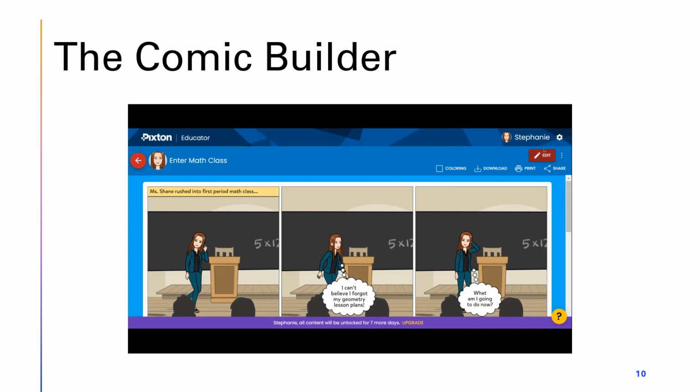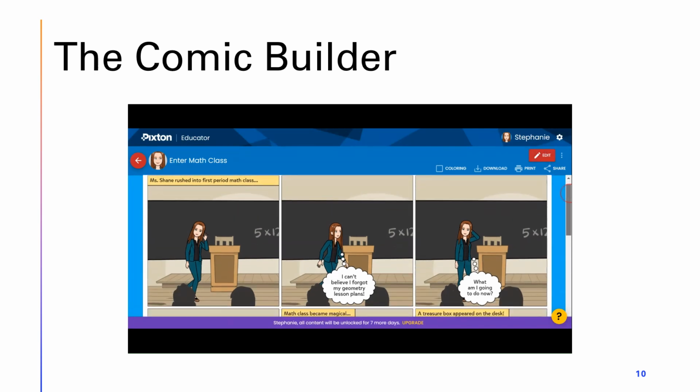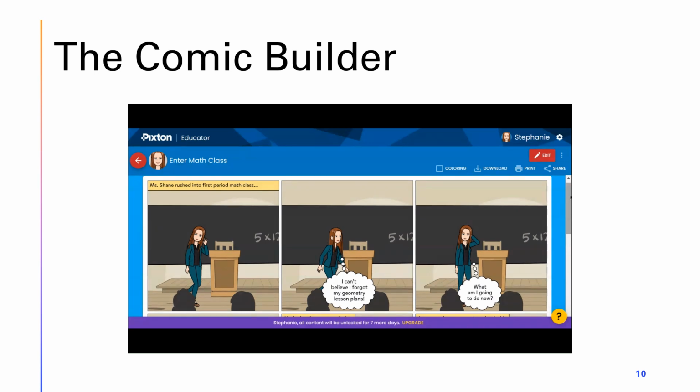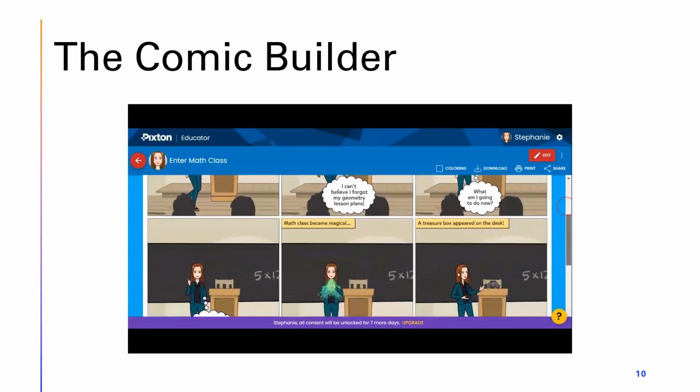And before we start editing, we're going to take a look at some of the features of the comic that are seen here. First, we can see that captions can be added to the comics. You can insert characters and they can do different poses and different actions throughout the comic. The background has been selected to be school themed, and we can see thought bubbles that set the stage for this scenario.